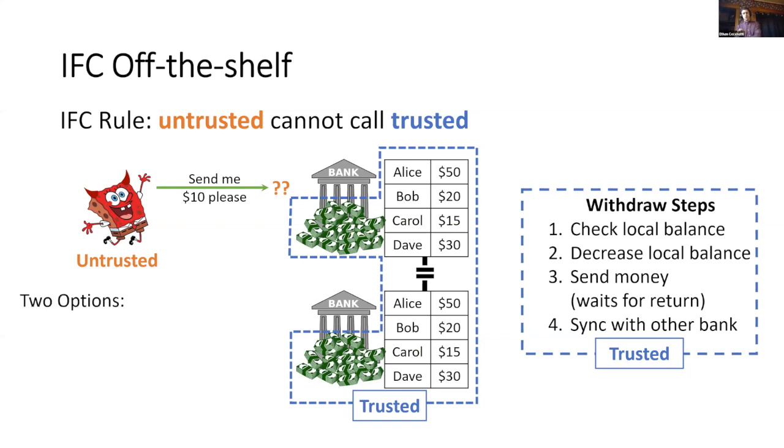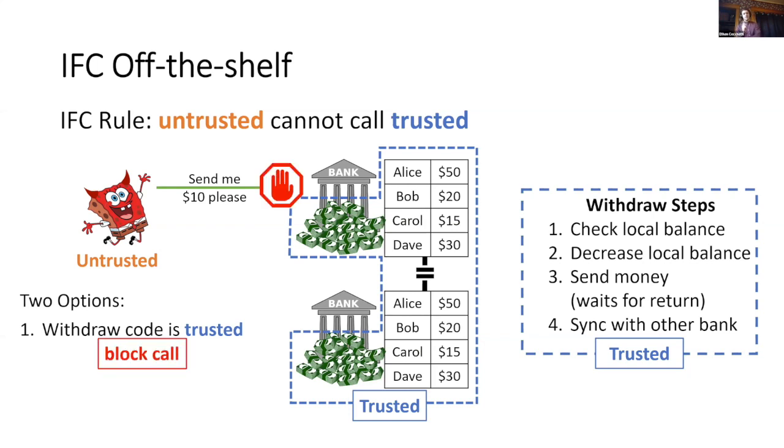Our two options are, we can either have the withdraw code marked as trusted the way I have this shown on the slide right now, but then the standard IFC rule is going to stop this call from happening. It's going to block it because it's untrusted Bob trying to call into trusted code with withdraw. And the rule says that's not allowed. So now Bob can't withdraw money. It's not just that he can't attack, he can't actually get his money out of the bank.